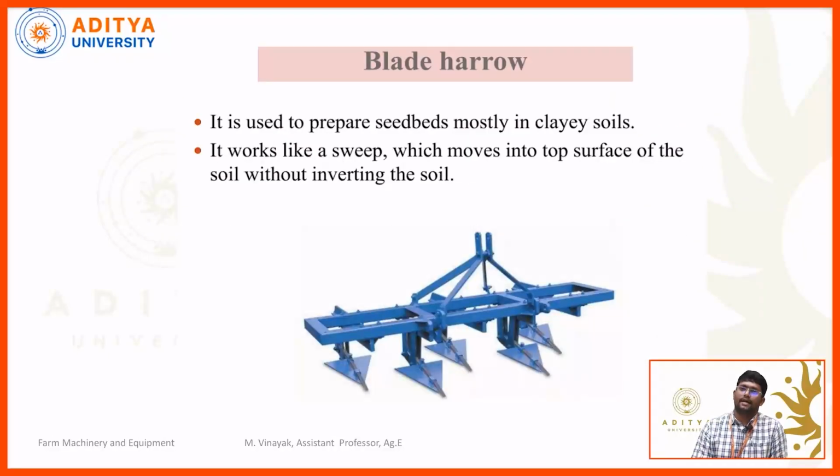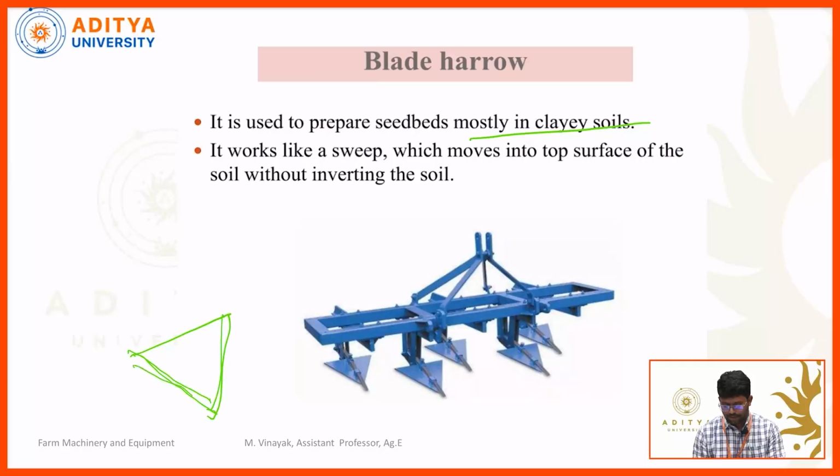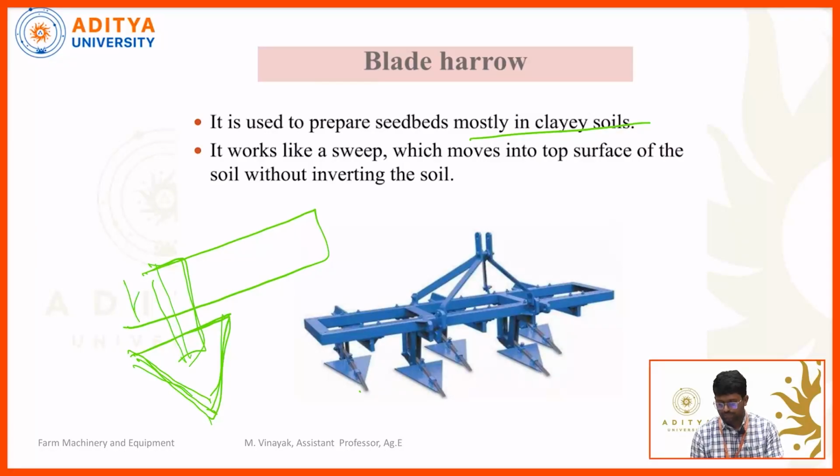Next one is the blade harrow. It is similar to a cultivator; we can learn cultivator details in upcoming lectures. It is used to prepare the seed bed, mostly in clay soils. The triangle-shaped blades are arranged on this frame. One shank is there, and the shank contains a triangle-shaped blade. This blade can be mounted on the frame. It is mostly suitable for working in clay soil.